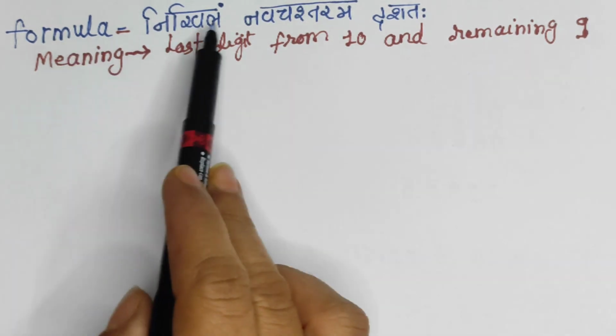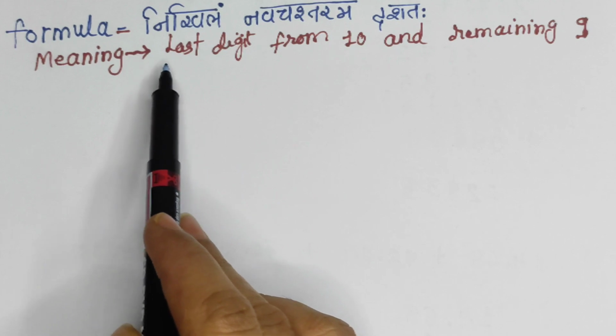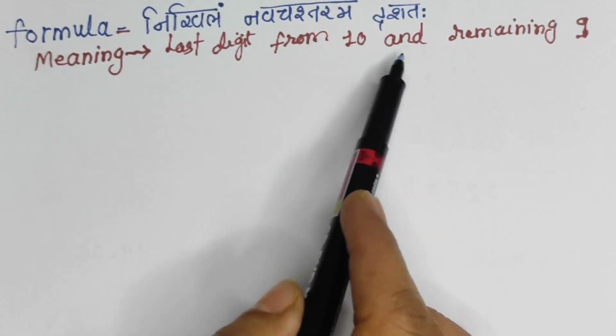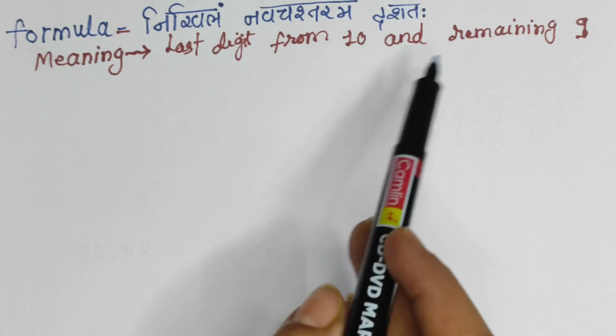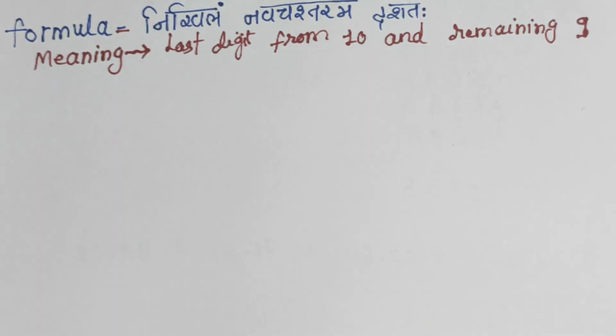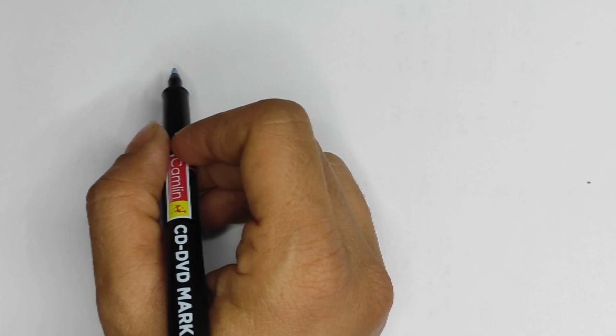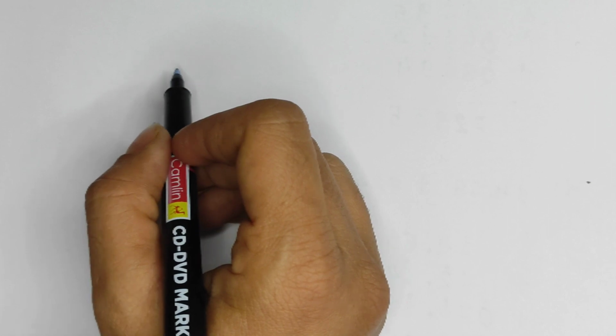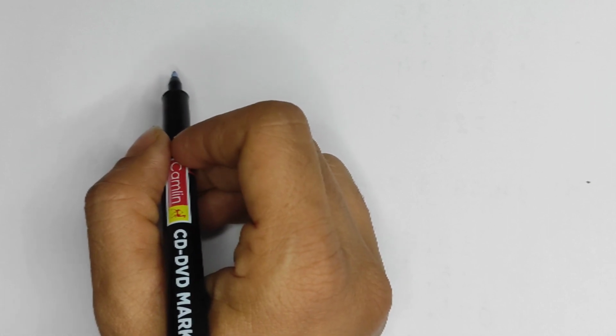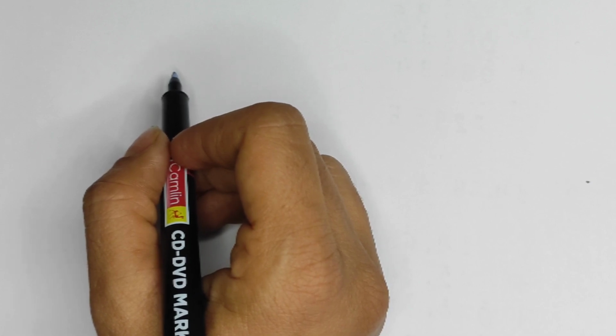Our formula is Nikhilam Navatashcaramam Dashatah, which means all from 9 and the last from 10. Here we need to understand two words: base and deviation. In this type of multiplication, we take base 10, 100, 1000, which means any power of 10 is taken as the base. Deviation means the number that shows how much a number is less than or greater than the base.